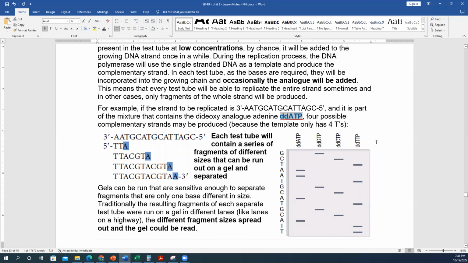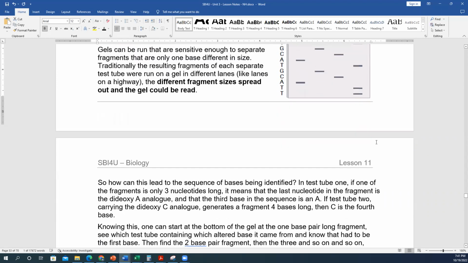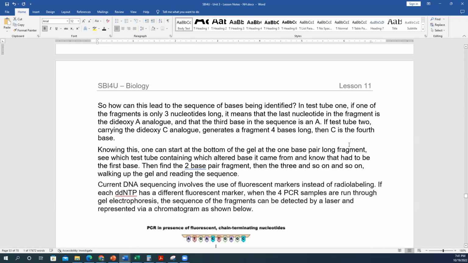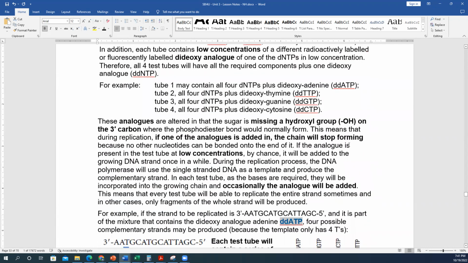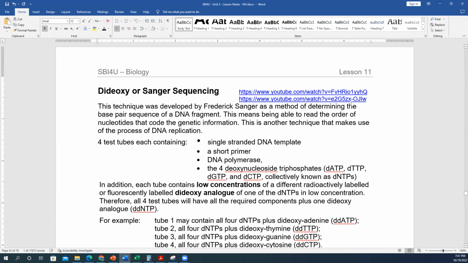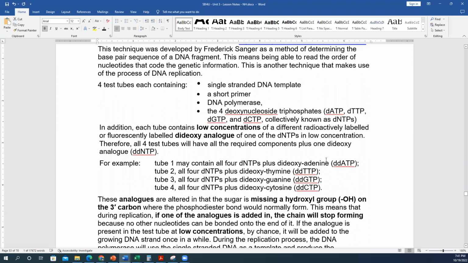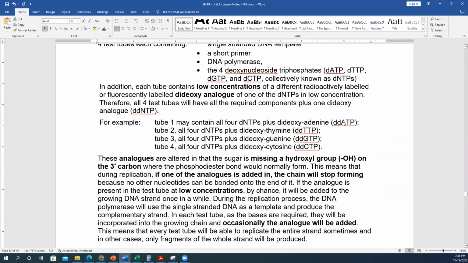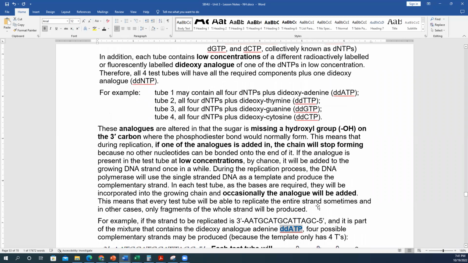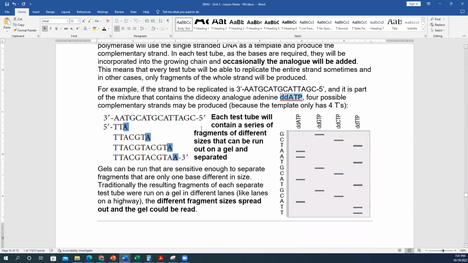So yeah, do this on your own again, please. I've gone through it, and watch the videos again if I think they will help you. And make sure you understand just exactly how DNA sequencing makes use of these dideoxy analogs with their missing hydroxyl group, and how that is used in order to figure out the sequence of your DNA fragment.